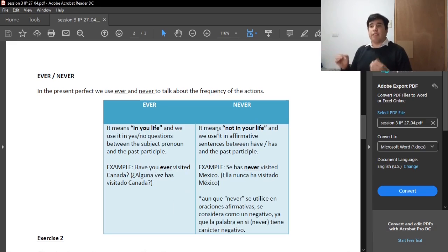On the other hand, we have never. It means not in your life. And we use it in affirmative sentences between have or has and the past participle. Never means that you have never done this thing or this action, and we use it in affirmative sentences between our auxiliary have or has, depending on the subject, and the past participle. Example, she has never visited Mexico. So, never is between the has and the past participle visited. Very nice.